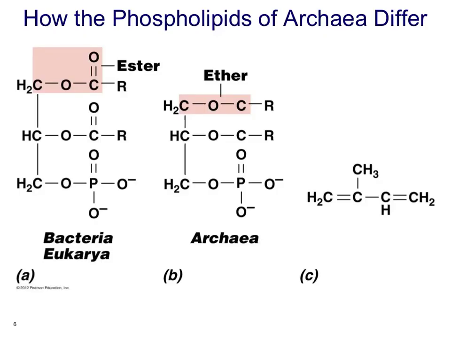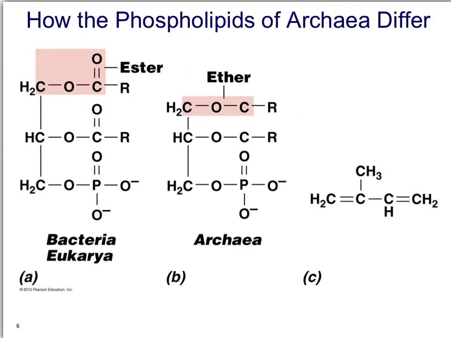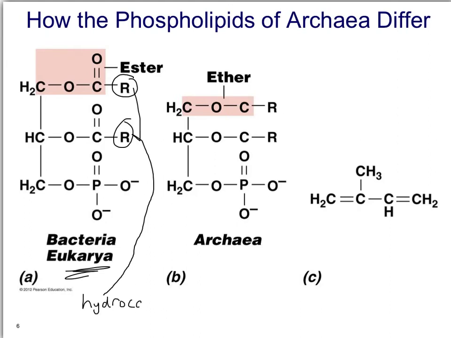Okay, let's think a little bit about the phospholipids of Archaea and how they differ from those found in bacteria and eukarya. So over on the left, we have a phospholipid from bacteria and eukarya. These R groups signify the point of attachment for the hydrocarbon tails, okay? And over here we've got the 3 carbons derived from glycerol.